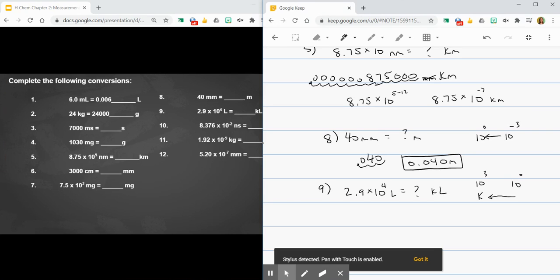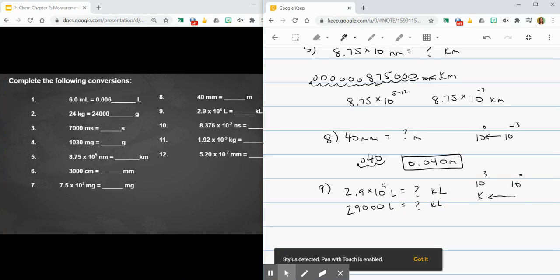Okay, I'm taking 2.9. You can literally plug this in your calculator if you get confused. 2.9 times 10 to the fourth, which is 10,000, and I would get 2, 9, 1, 2, 3. I moved it 1, 2, 3, 4 places. So that's how many liters I have, and I'm changing it to kiloliters.